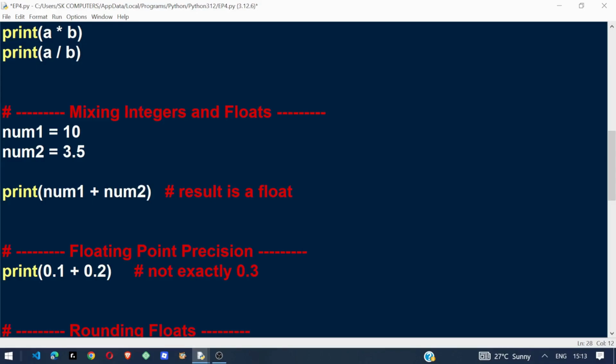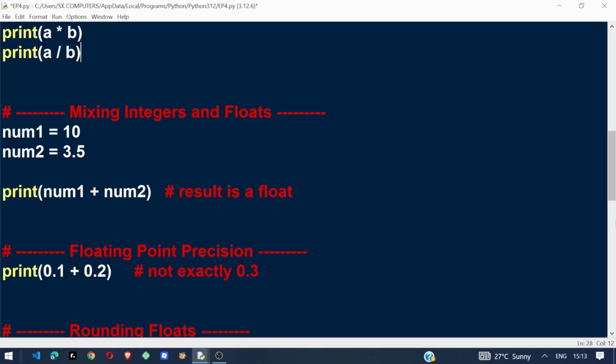Here's something beginners don't expect. Because of how computers store decimals, some float calculations aren't perfectly exact. This is not a Python bug. It's how computers work. That's why sometimes we have results like 0.1 plus 0.2 not being exactly 0.3.